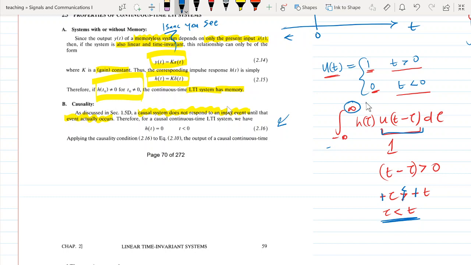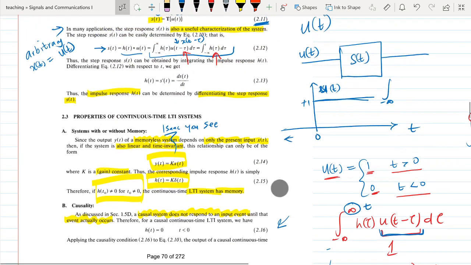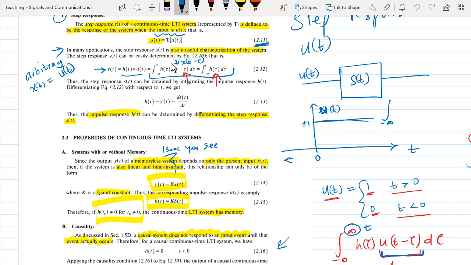Therefore, the upper limit will be t, and once that upper limit is t, this becomes 1, and therefore we are left with the integral from minus infinity to t of h of tau. The other term becomes 1, therefore d tau, and that is how we are able to change equation 212 to have this on our right term, and this is the one that we described as the step response.